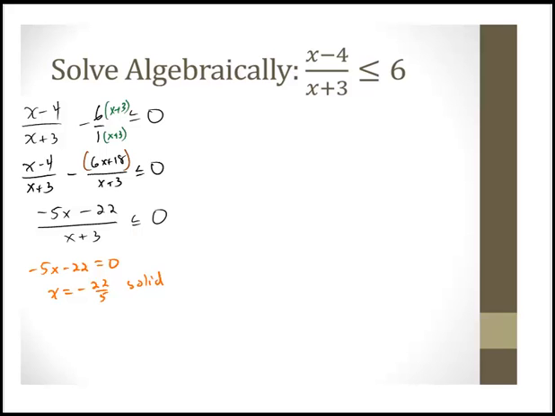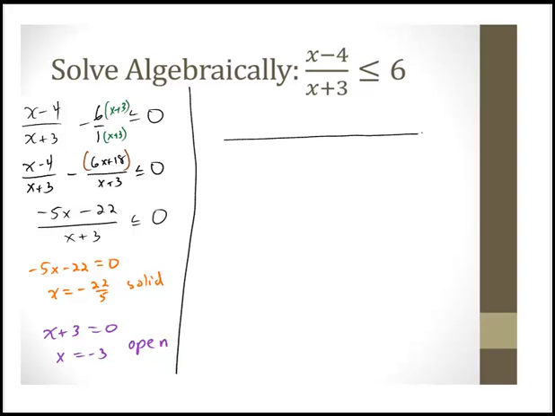Setting the denominator to 0. X plus 3 is equal to 0 implies x equals negative 3, and this would get an open point because it's a critical value from the denominator. Number line. I got two critical values. Negative 22 fifths, that's negative 4 and 2 fifths, so that would go here because that's less than negative 3.